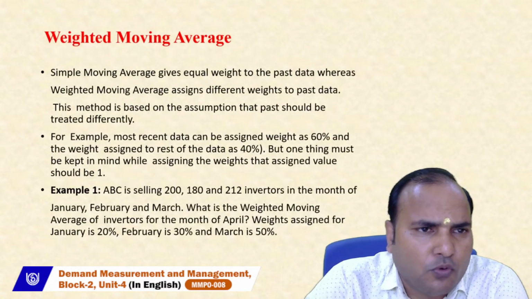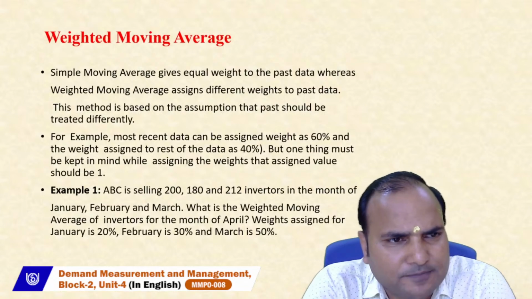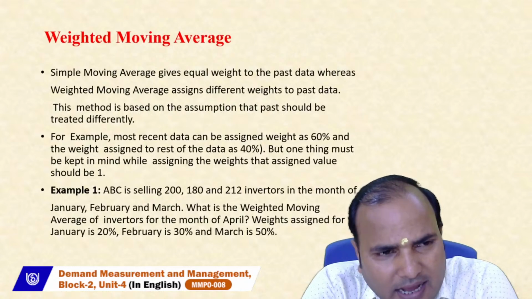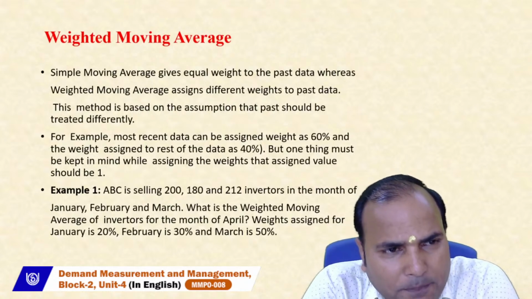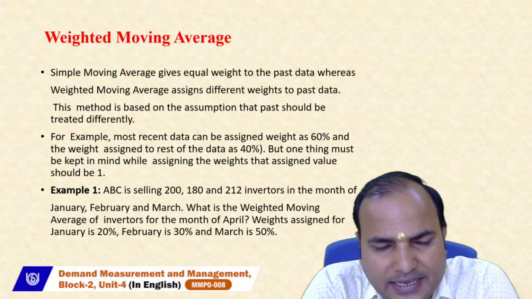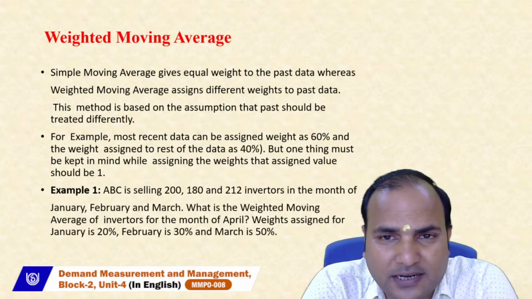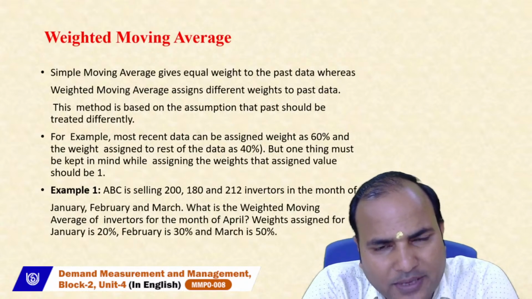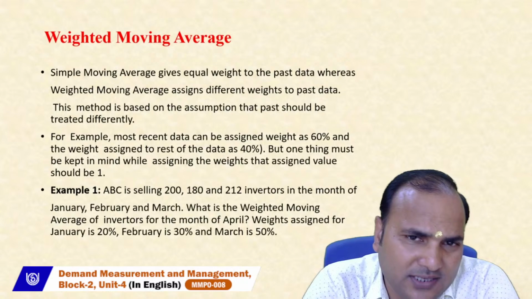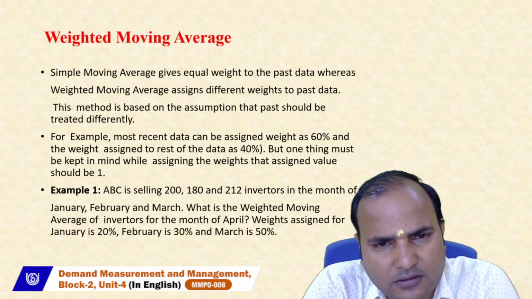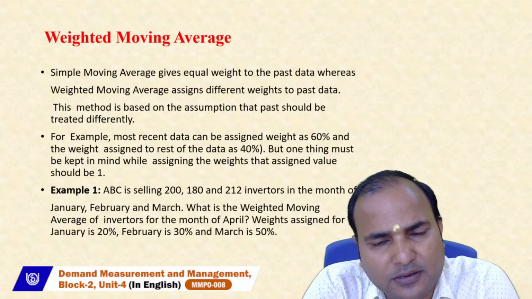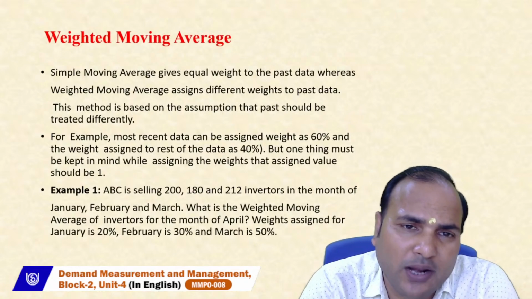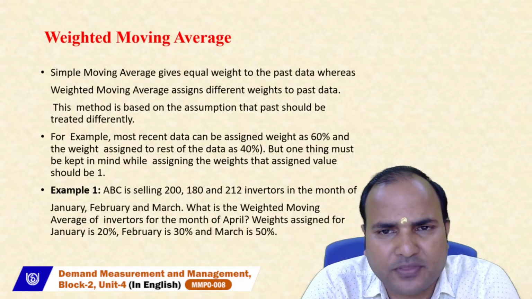Then comes the weighted moving average. As we know, simple moving average gives equal weight to the past data. Have you seen in the previous example? We have given equal importance. We add all these three and divide by the number of periods, where n is equal to 3 in the previous example. So in simple moving average, it gives equal weight to the past data.